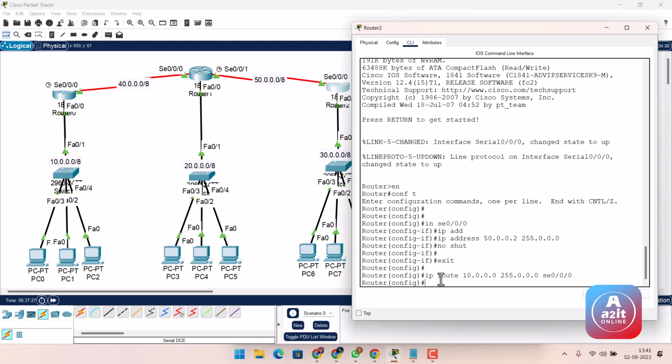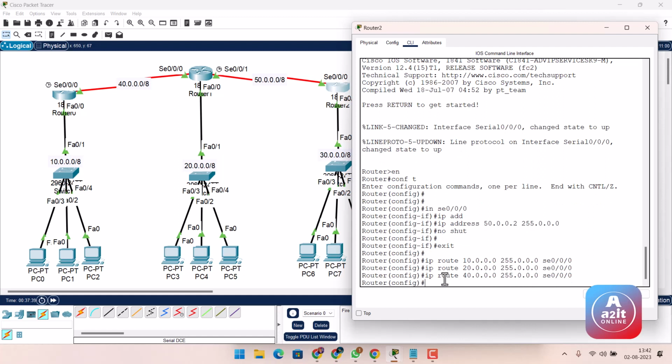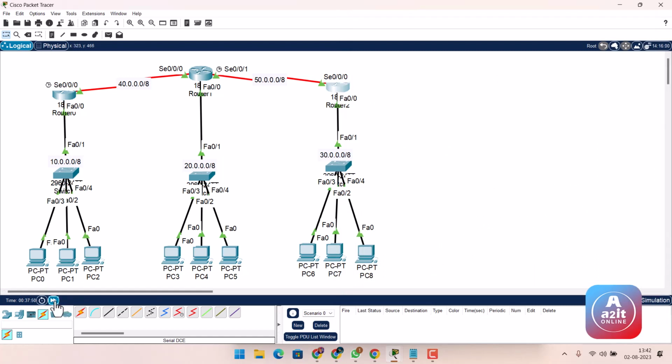So we need to use this port to make connectivity with the other indirect networks. Our first network is 10, the second network is 20, and our third network is 40. So I have mentioned all the networks with their subnet mask and the same serial interface. Alright, so we are done with the configuration part. Now let's check the connectivity. I'm going to use this packet, and I just want to make a connection between this system and this system. Now it's working. And my second network with the third one, it's also working.